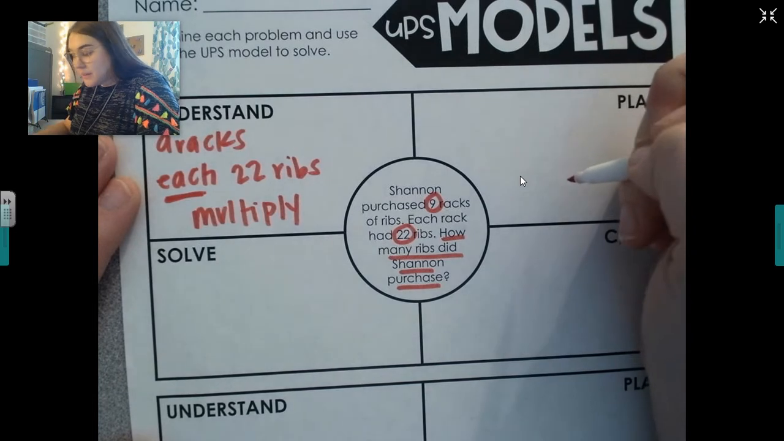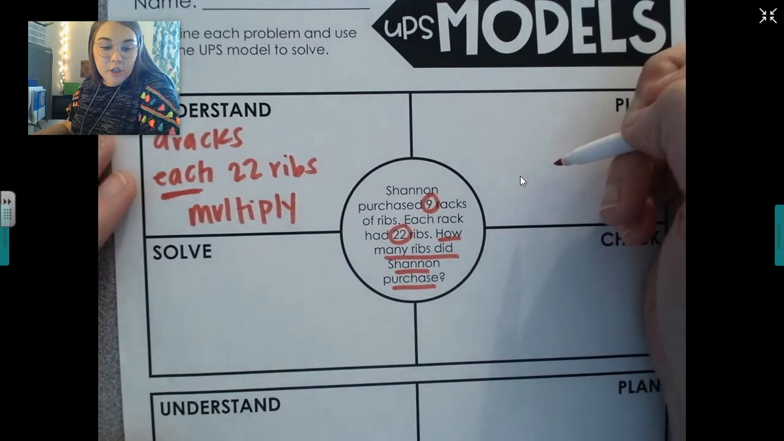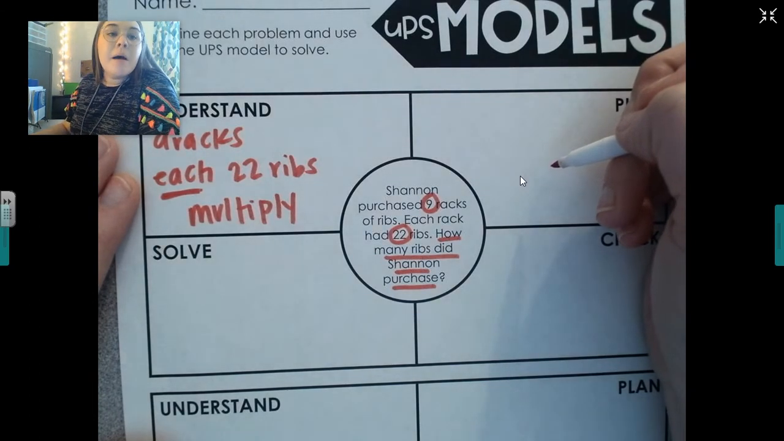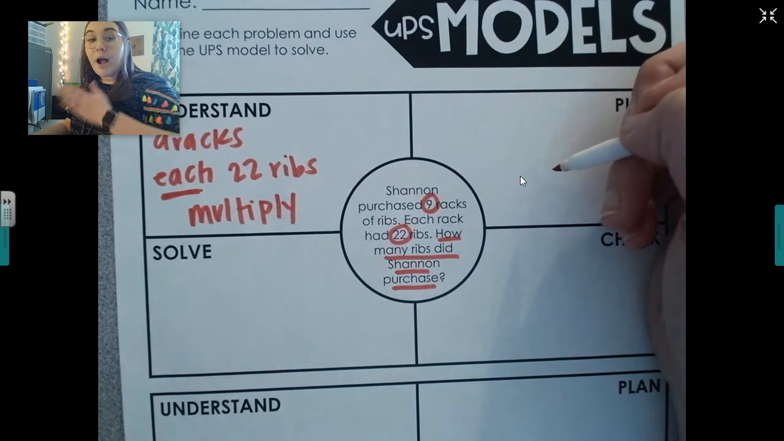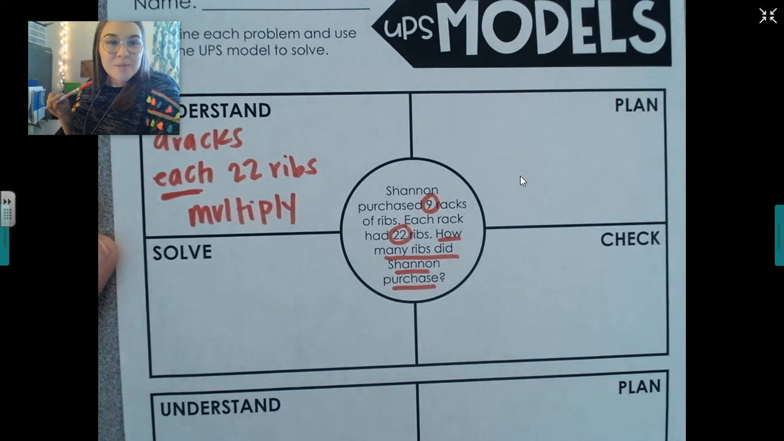So in my plan, if it is a multiplication or division problem, you can't use a strip diagram. You can use a strip diagram, but it's a little bit more tricky. So we are not going to use a strip diagram, or I'm not, for multiplication and division. Addition, subtraction, my favorite way to plan it out is a strip diagram. For multiplication and division, my favorite way to plan it out is a picture.